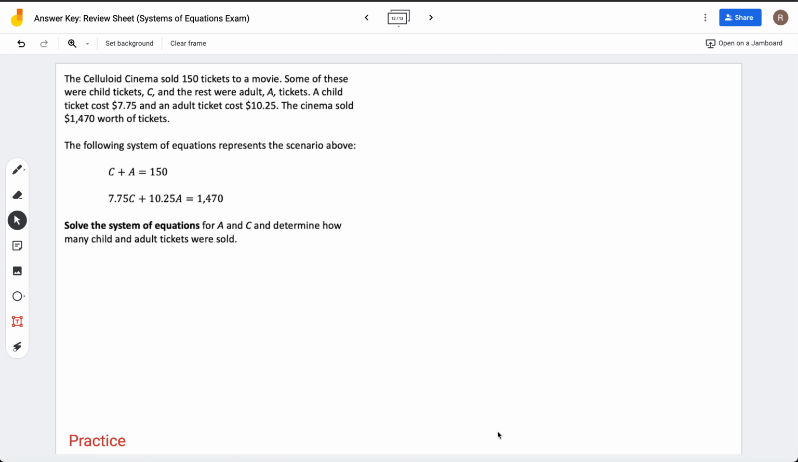So let's take a look. We have C plus A is equal to 150. According to these variables, C is the number of child tickets, and A is the number of adult tickets. So this is telling me that this is the total amount of tickets sold.